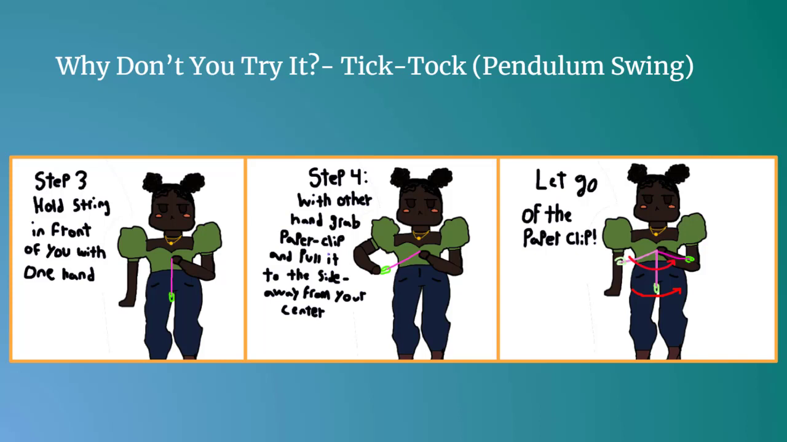What happens with the string? It swings. Try holding the paper clip at varying heights and watch it swing. Where must you hold the paper clip to make it swing higher? Where must you hold the paper clip to make it barely swing?